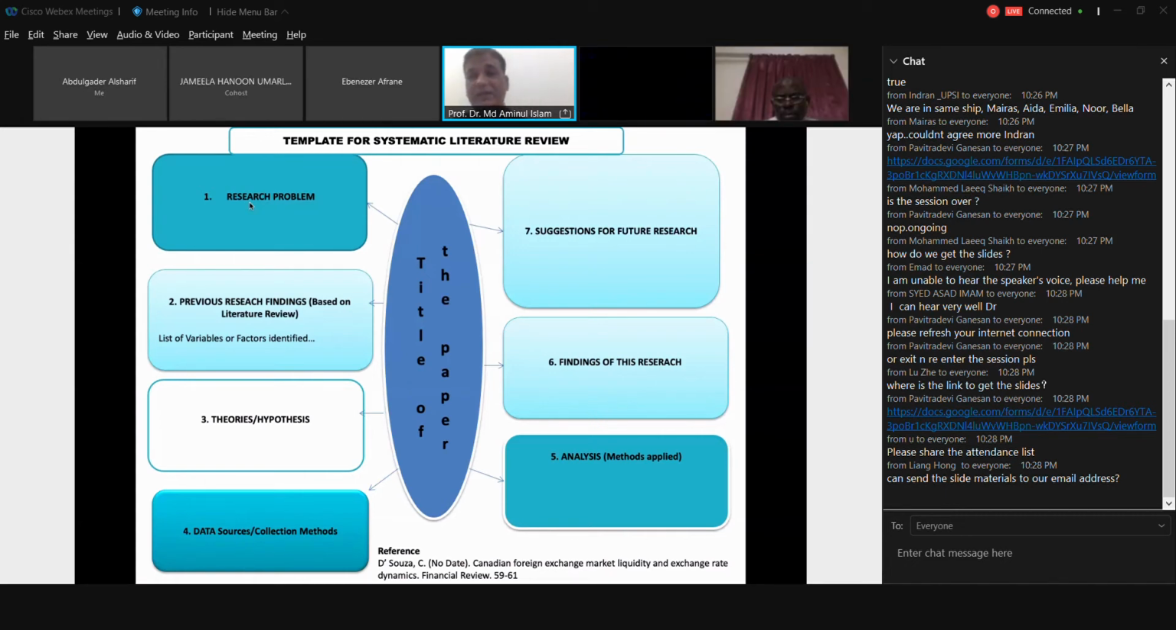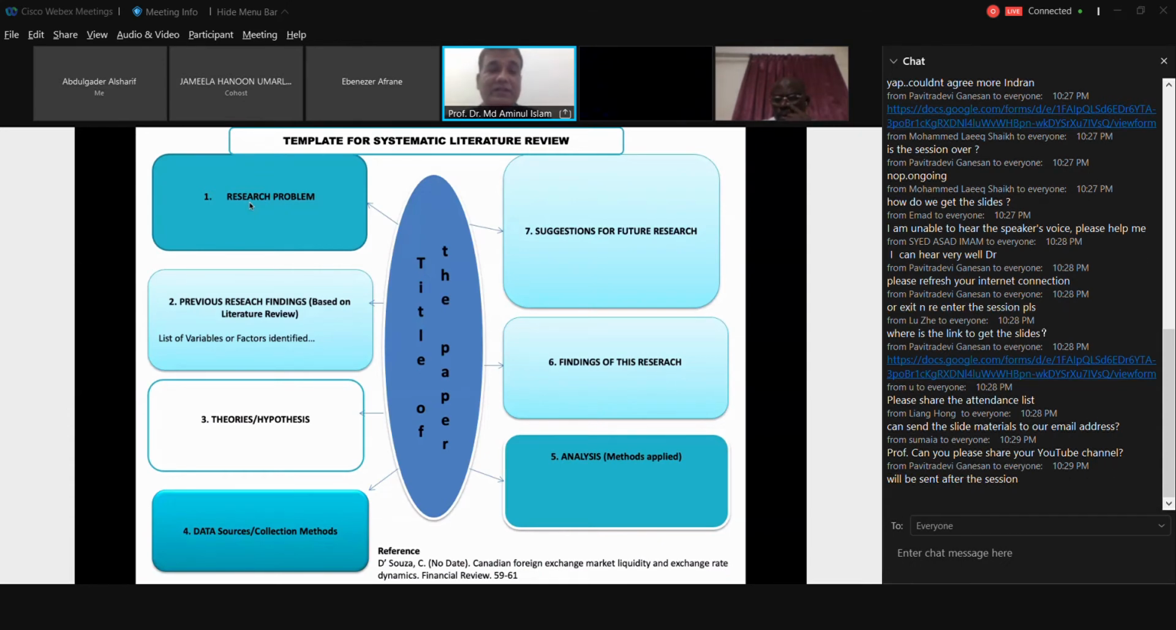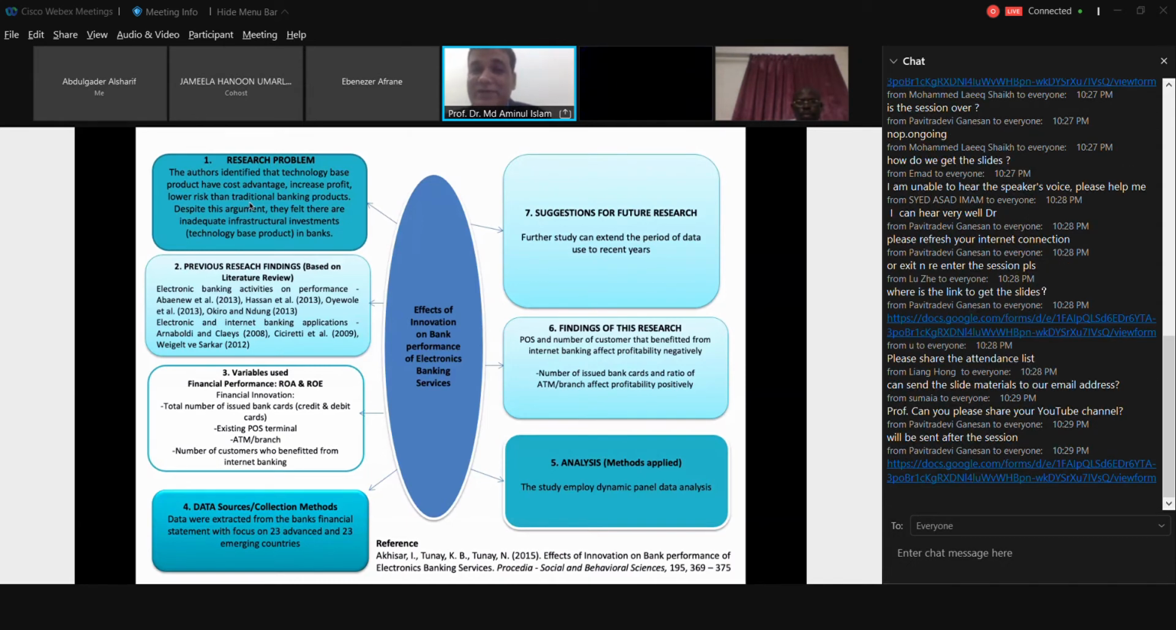Thank you. So this is a template that I have developed to make your job easier. You can summarize a paper into 1 page. Between the title of the paper and the bottom, I put the reference. When you read a paper, identify the research problem, the previous research findings, the theories and hypotheses, how data was collected, how they analyzed it, the findings of this research, and suggestions for future research. I give you an example of how I've done it. This paper is 16 pages long, summarized into 1 page. I don't need more than that. It's enough. Those are the things that we need from a paper.